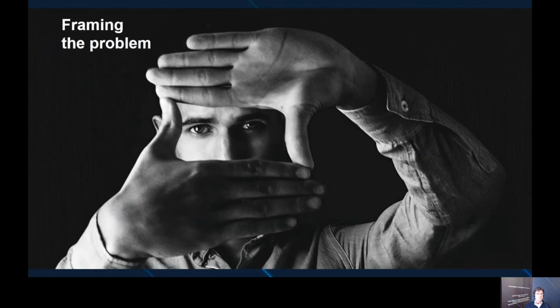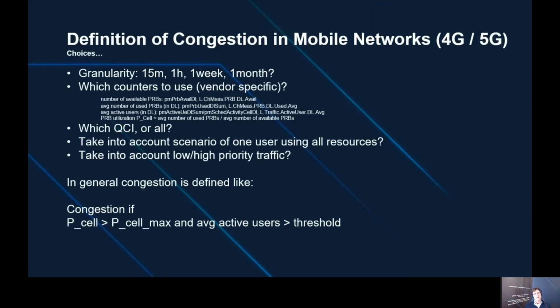So framing the problem, you can look at different angles at the congestion problem, and how you look at it has impact on how to solve it. For example, the definition of congestion, which was shown some slides before this slide, was a bit of a high-level basic definition. But when you have to really work with it, you want to do machine learning AI with this congestion issue, then you have to have a real definition of traffic congestion.